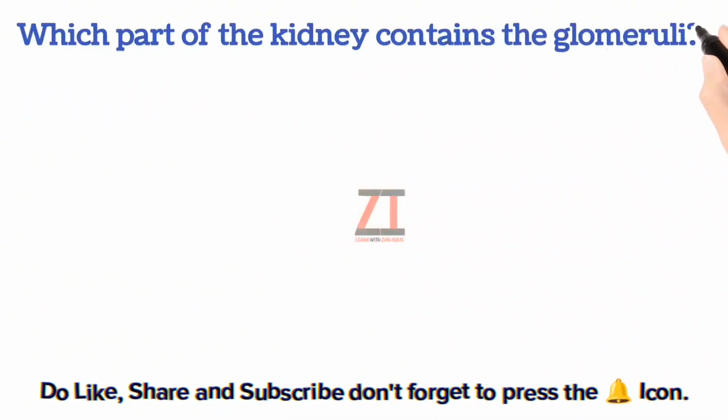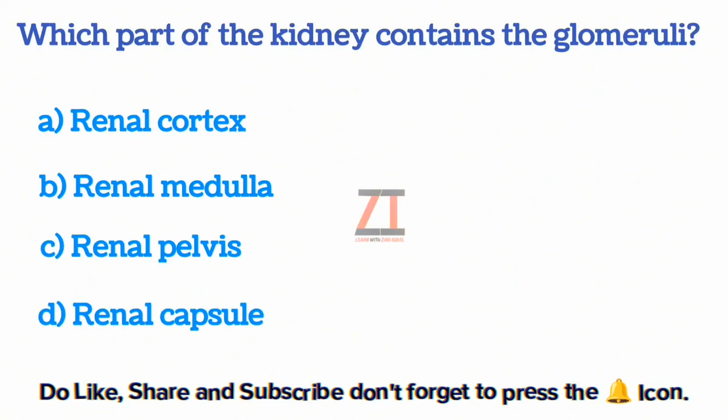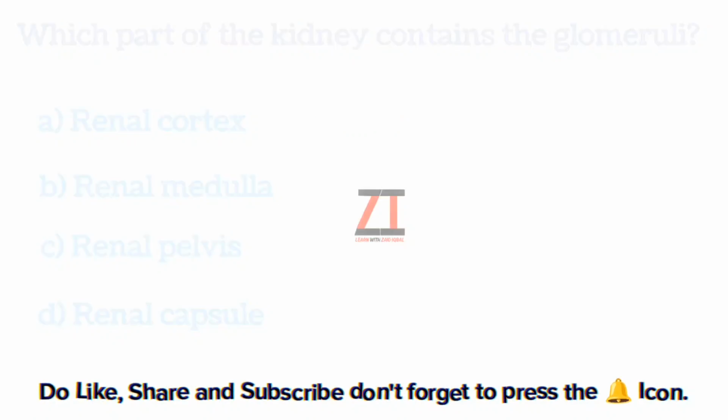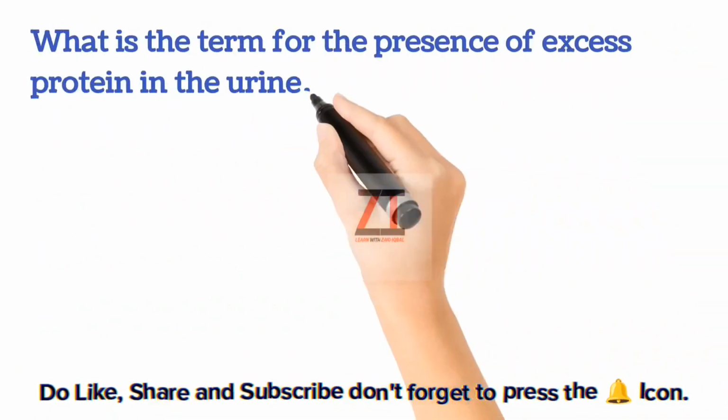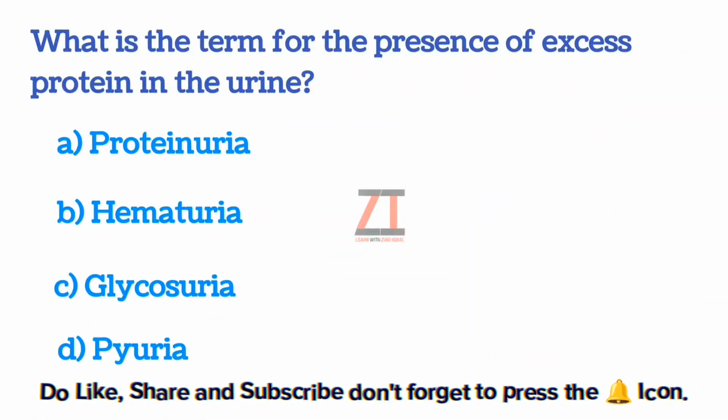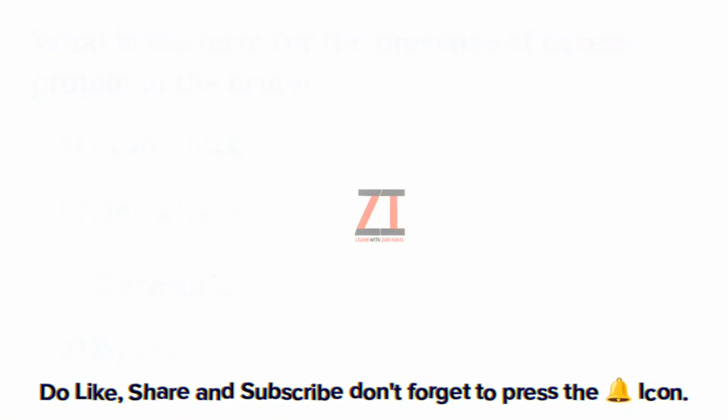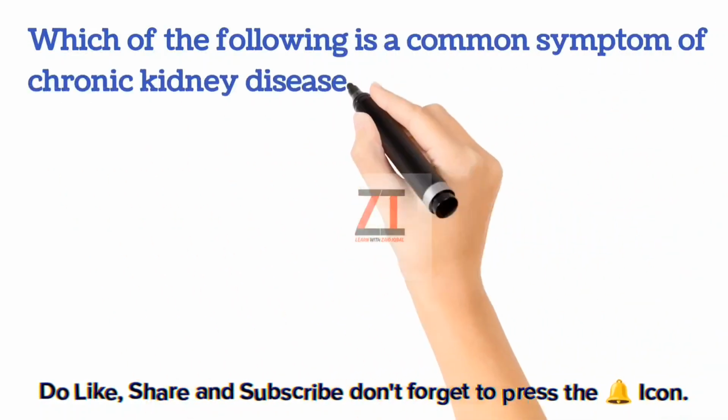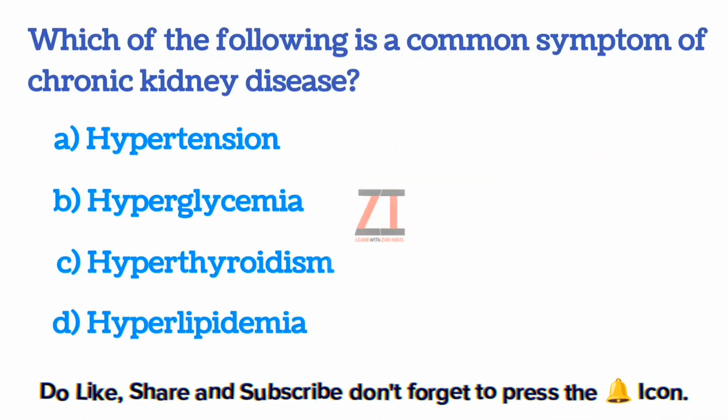Which part of the kidney contains the glomeruli? Right answer is option A, renal cortex. What is the term for the presence of excess protein in the urine? Right answer is option A, proteinuria. Which of the following is a common symptom of chronic kidney disease? Right answer is option A, hypertension.